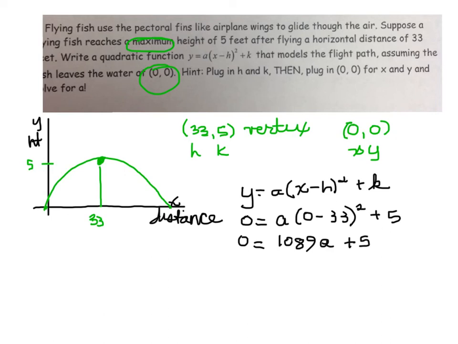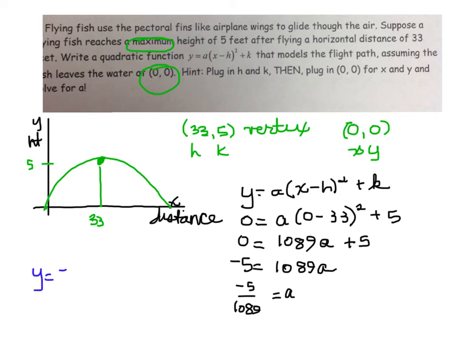Okay, this is negative 33. Negative 33 squared is 1,089. I'm going to subtract that 5 and divide by 1,089. And I'm going to get negative 5 over 1,089 for my A. It's a crazy A value, but I don't care how crazy it is. All I need to do now is plop it in the equation.